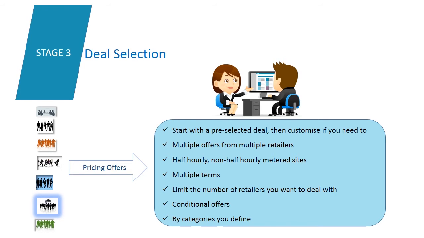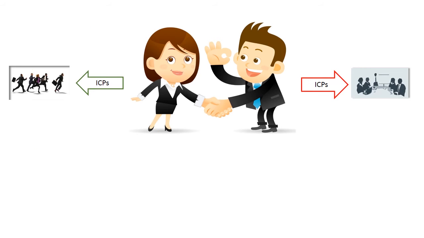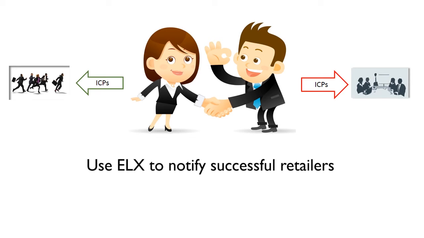The Deal Selector is powerful. It can even handle offers that are conditional on having all ICPs with one retailer. EnergyLink is always a phone call or email away if you need help, or to talk over the deals you've set up. When you have your preferred deal, simply have ELX notify the retailers that have won each ICP.